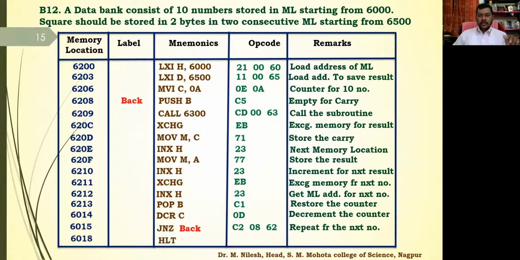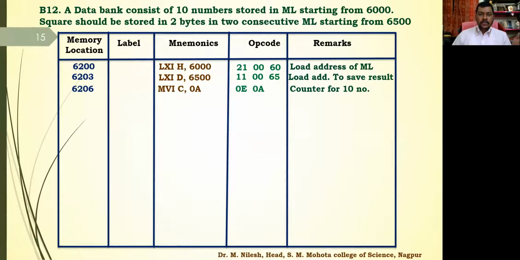Again, I will repeat for you that we are writing the main program at the memory location 6200. We have the contents as 6000. The subroutine we have written at 6300, and the data or the result is to be stored in the memory location 6500. So we have done this. The program is over. Let us check one more time what we have done.